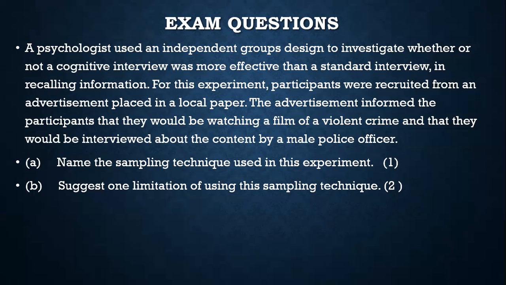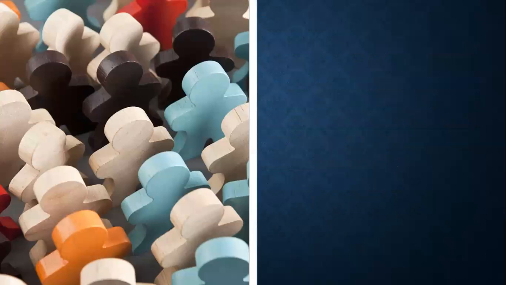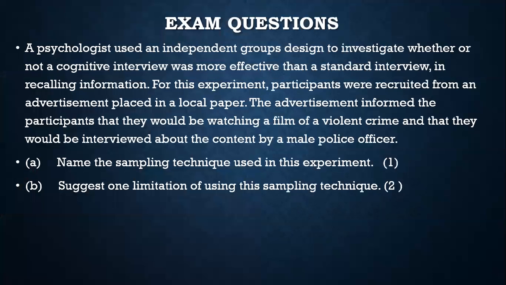Right, great. I'm glad you paused. I really hope you have paused, because practicing this makes your skills stronger and also helps develop your knowledge. Right, so let's look at question A. Name the sampling technique used in this experiment. Well, sorry, let's go back. You should have picked up in here: for this experiment, participants were recruited from an advertisement placed in a local paper. There you go. Local paper, an advert was put in.